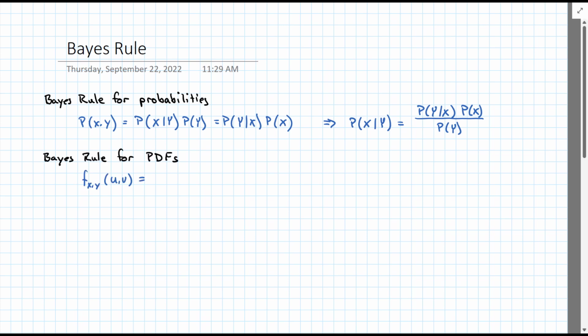Here we have the joint probability density function of x and y, and that's just equal to the PDF of y times the PDF of x given y, and we're going to write it in this fashion. And as with the probability-based approach, we have some symmetry here.